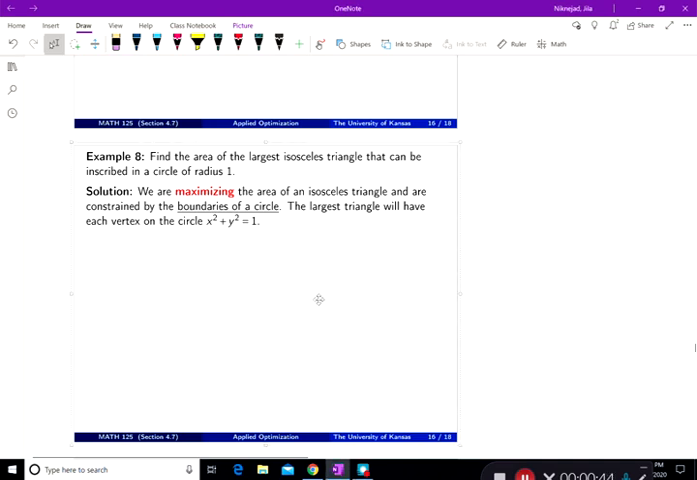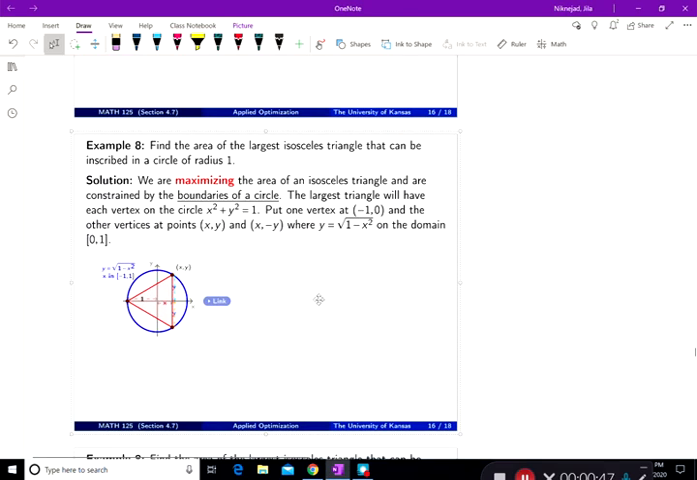So let's graph this. The circle x squared plus y squared equal to 1 and an isosceles triangle. Let's draw this isosceles triangle so that it would basically be symmetric about the x-axis. And so you see this is a triangle. The area of this triangle is, look at this point over here, x and y.